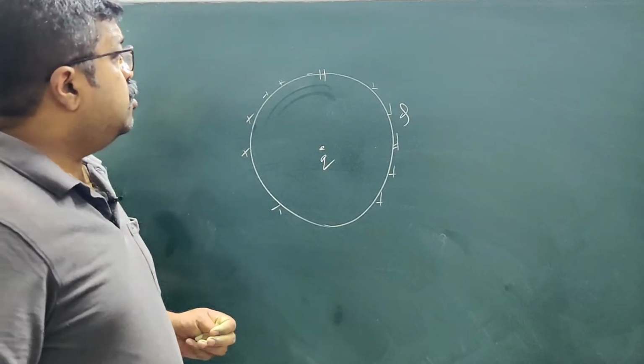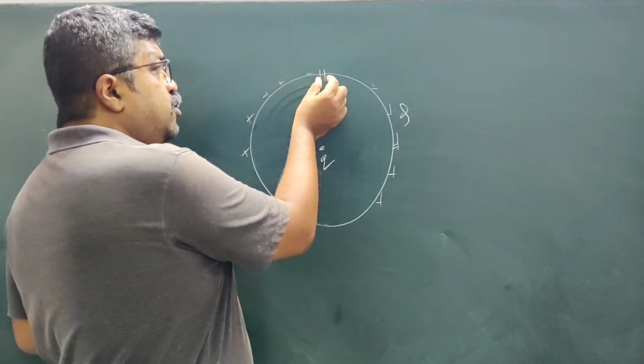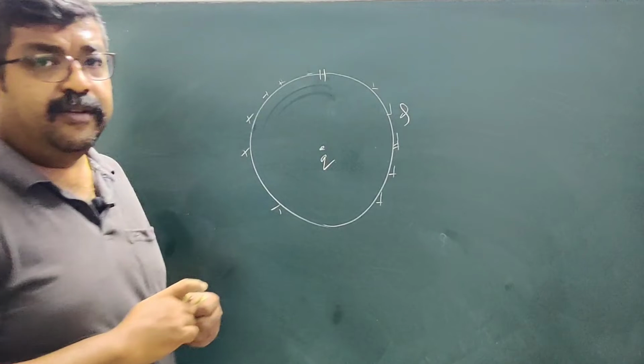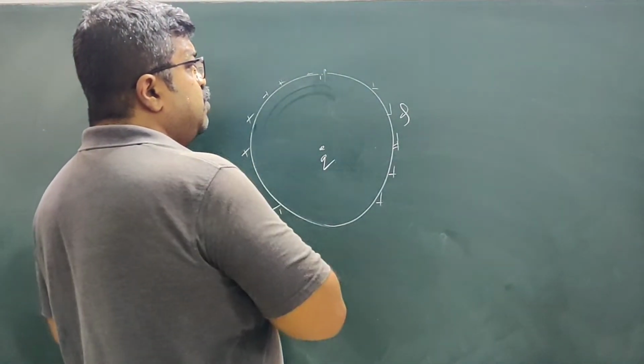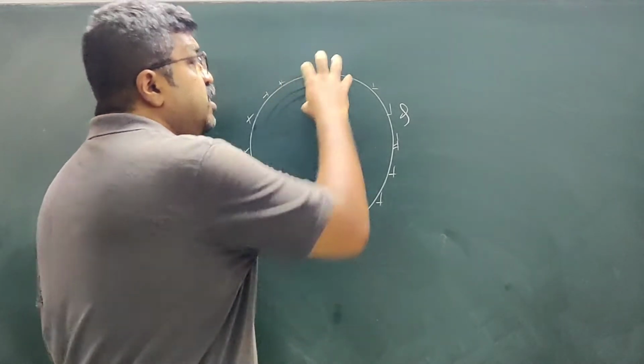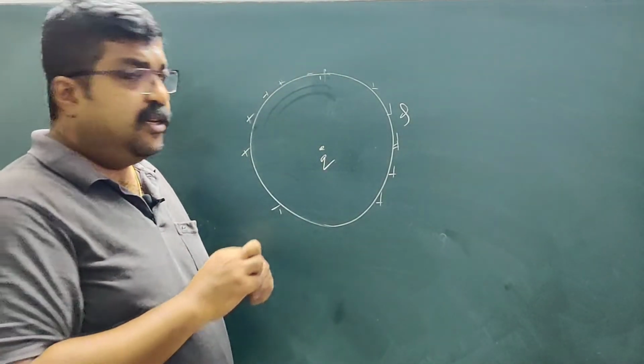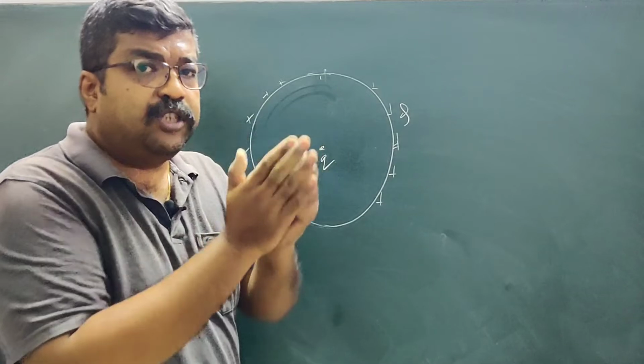So for this small segment we are going to calculate the tension, but first we are going to zoom in on this small segment. Zoom in means, see, it is very difficult to visualize a small segment.